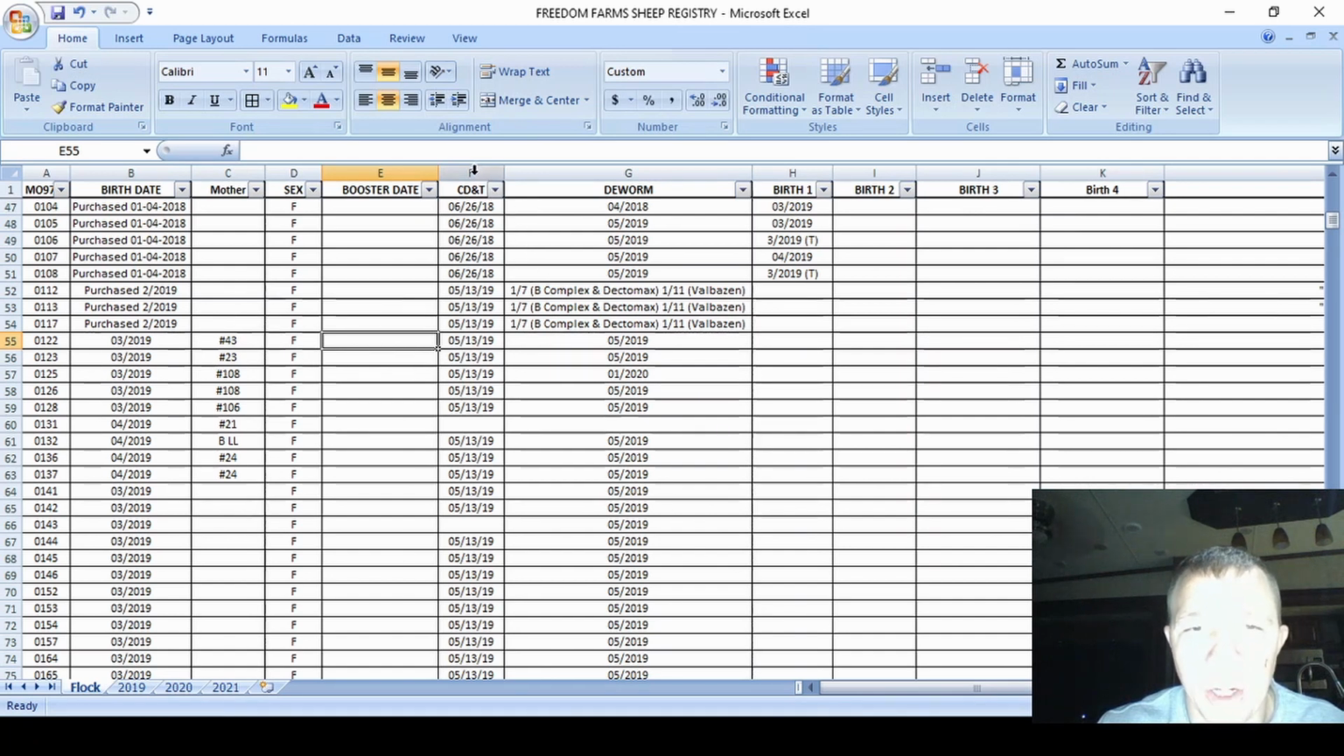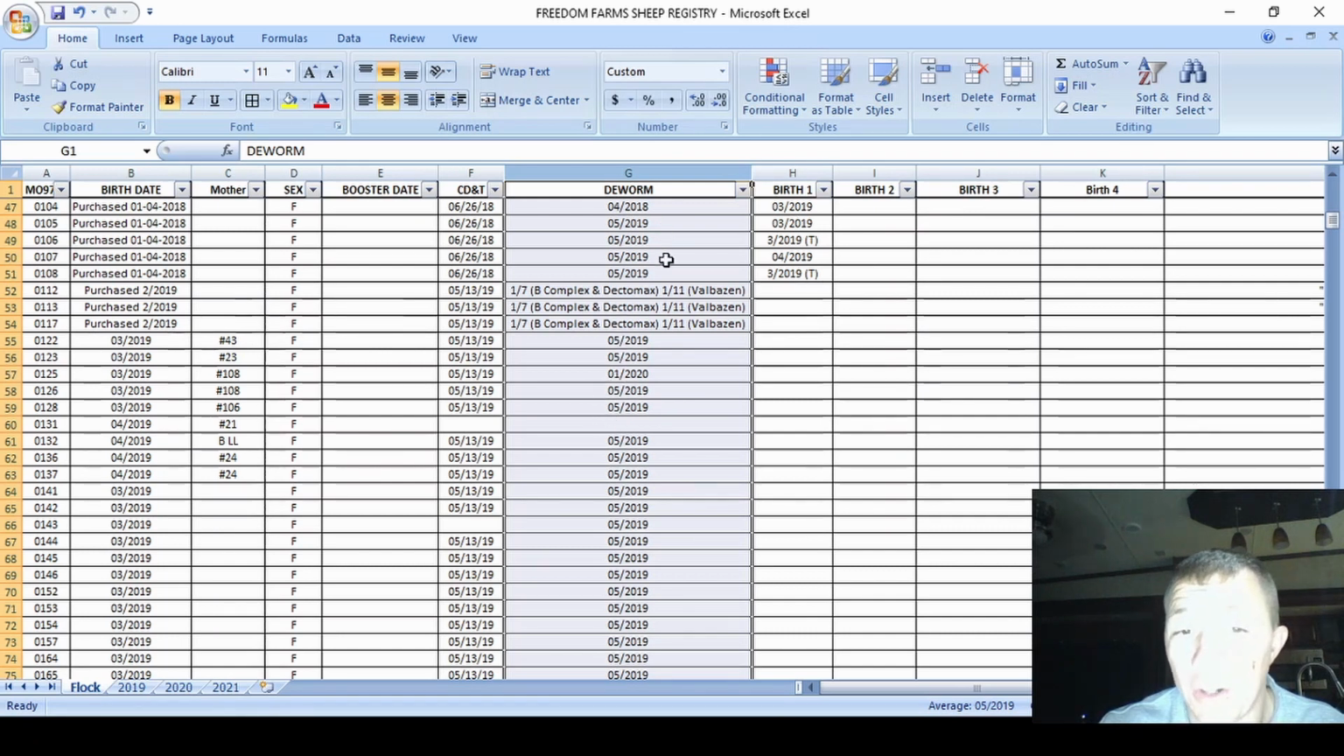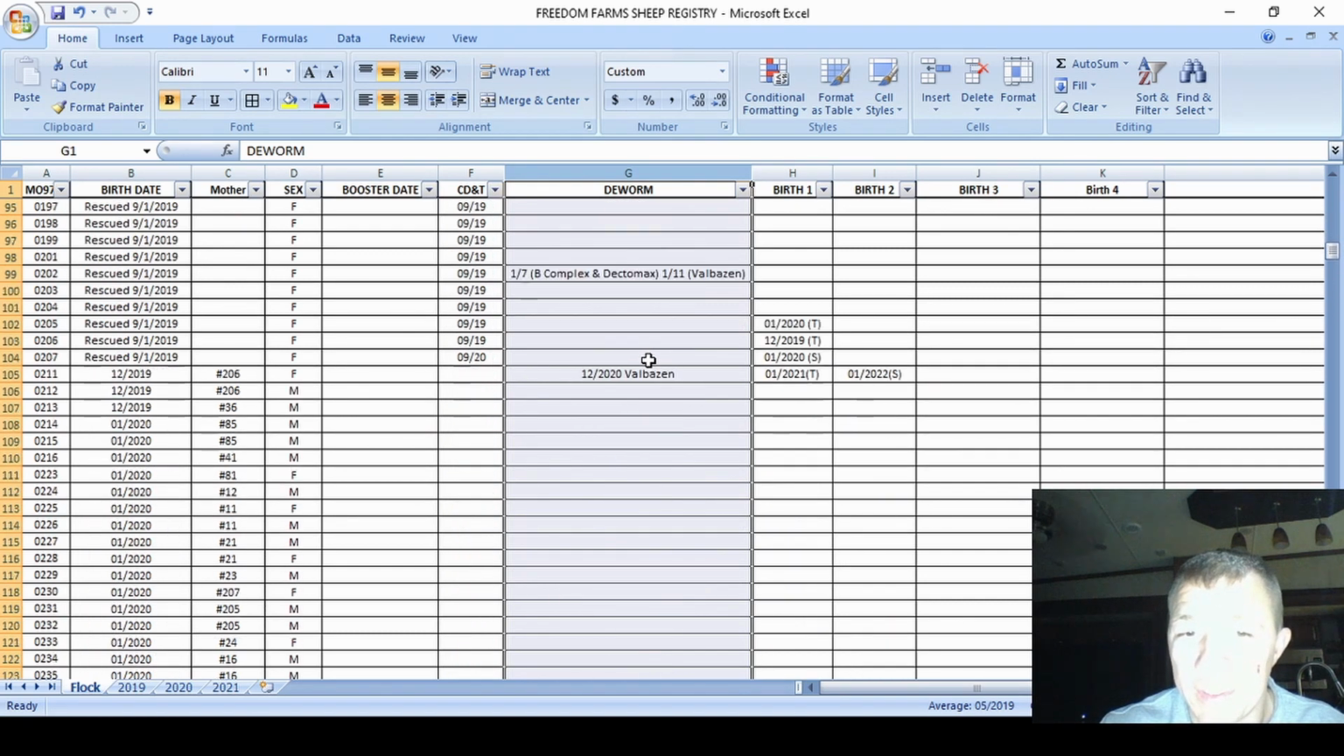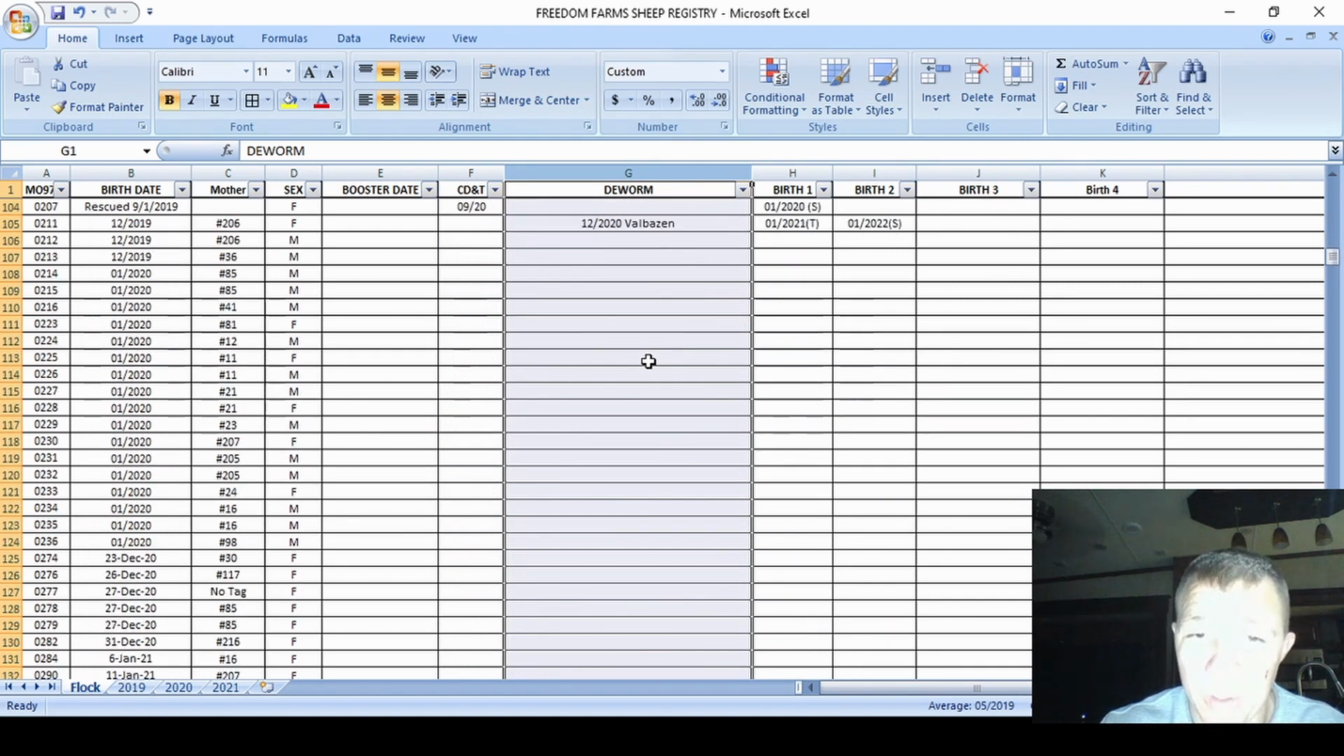So you got column F, or Foxtrot, was their CD&T date. Column G is when they were dewormed last. So we update this every time they're dewormed. For instance, you can see that all of our flock, or most of our flock, hasn't been dewormed since May of 2019, and that's because we implemented rotational grazing.